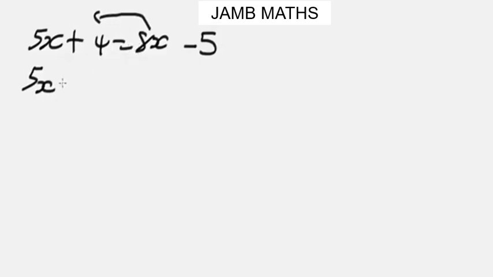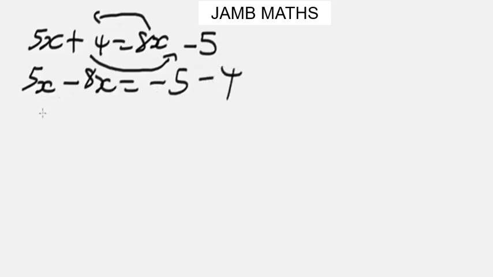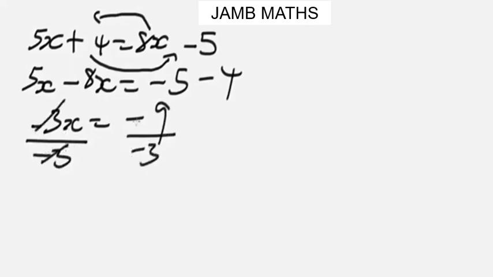So it's going to give us 5x minus 8x equals, now we have minus 5. This 4 will cross over the equality sign, and the plus 4 will change to negative 4. When you simplify this more, 5x minus 8x gives us minus 3x equals, now minus 5 minus 4 gives us negative 9. Now to make x the subject, you divide both sides by negative 3. So our x will be negative 9 divided by negative 3, which gives us 3. And that will be the answer to this question.